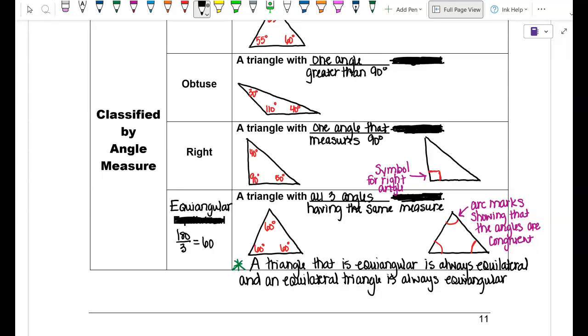Those two always go hand in hand. You cannot have one without having the other. So if they give you the markings to say it's equilateral, you know that it's also equiangular. And vice versa. If they give you the markings to show it's equiangular, then you also know that it is equilateral. One cannot happen without the other.